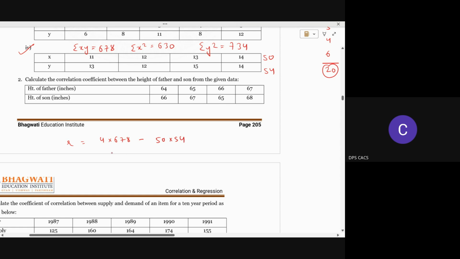Point six is correct, very good. And speed is also good. 0.6 is correct, very good. Those who are getting it.